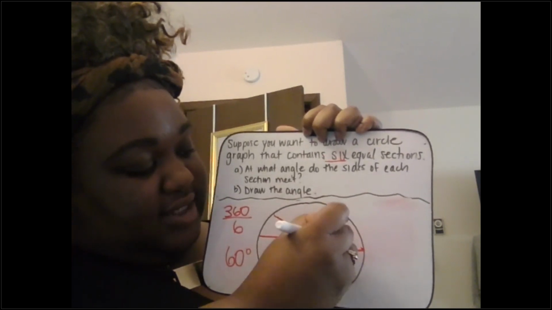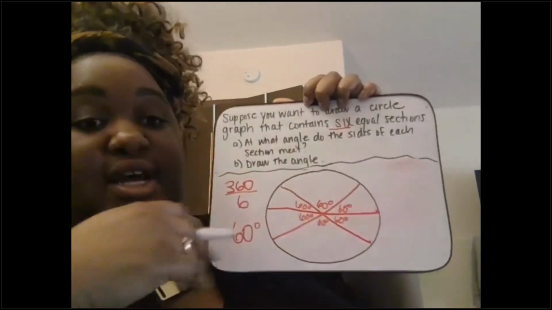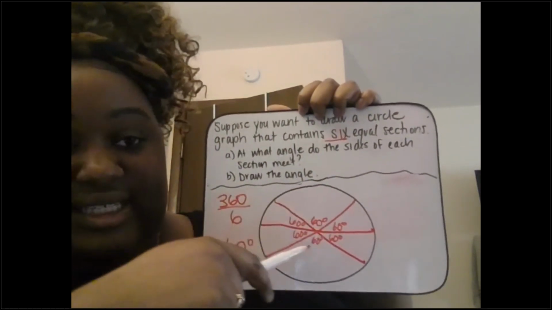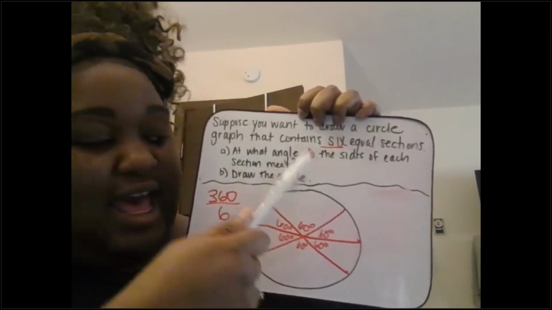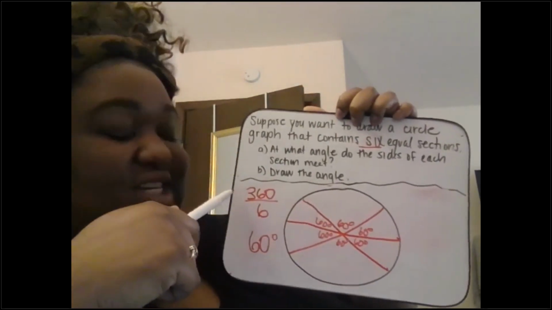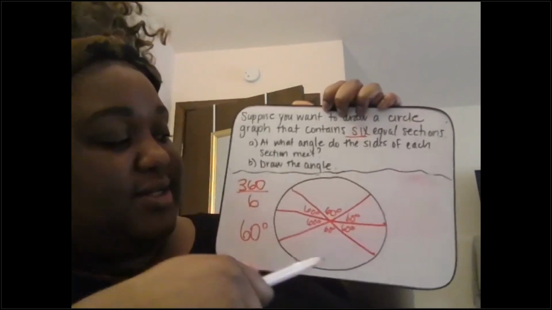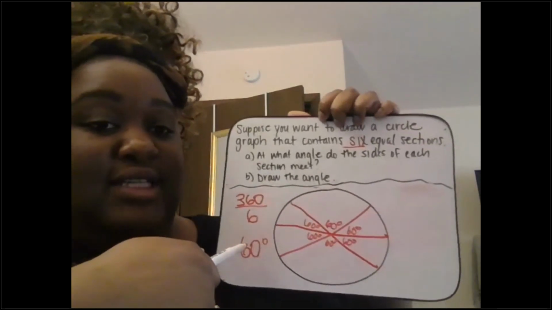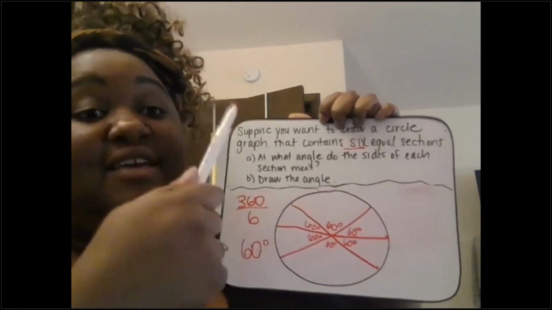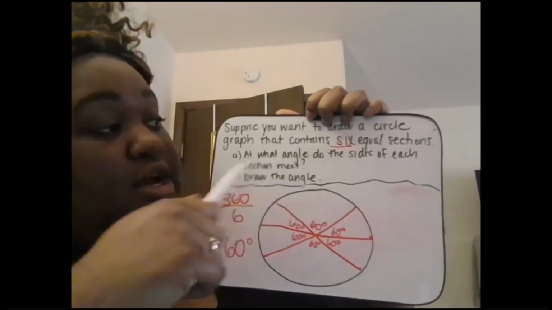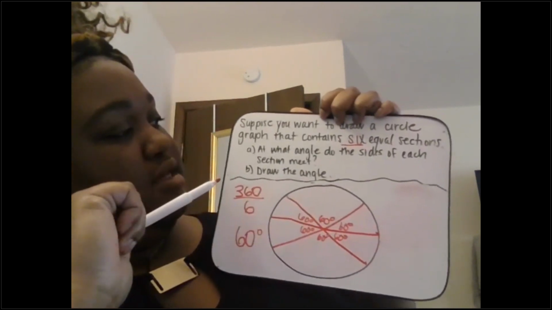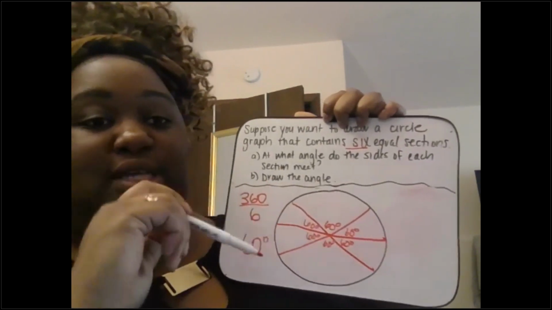And a way to check yourself if you're doing exercises like this is that if I add 60 six times, which is how many sections I have, or if I take 60 and multiply it by 6, I should get 360. Or whatever exercise you're doing, when you get that final answer and you add them all up, they should equal 360. If they don't, you want to go back and check your work. Okay? So that just gives an idea of how those angles are measured.